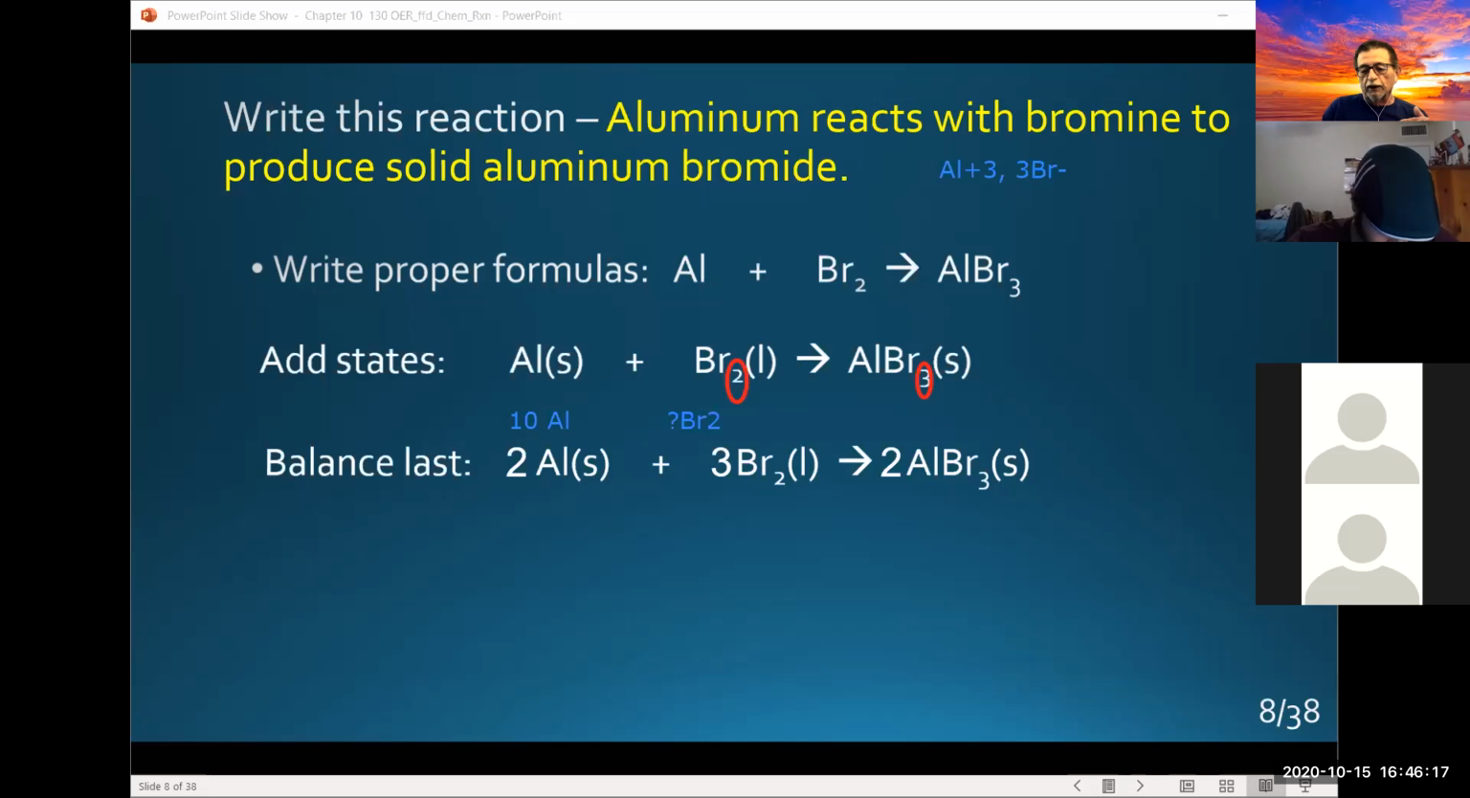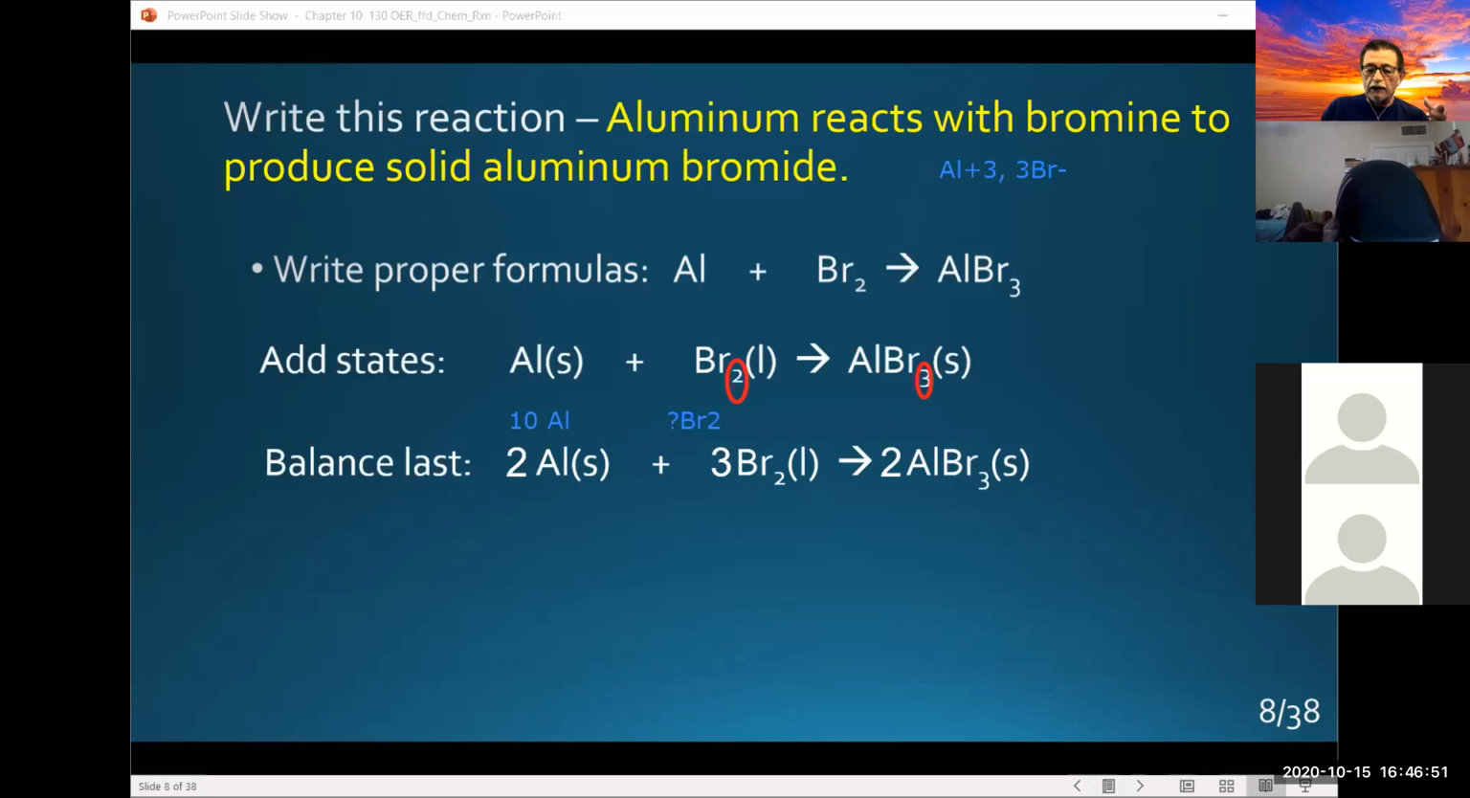And so look at it this way. How many more aluminum do I have now from the balanced chemical equation? What factor did I increase? I went from 2 to 10. What's a factor of what? What's 2 divided by 2? 10 divided by 2? 5. 5. And so how much would I have to increase bromine to keep that same ratio? 15. You got it. Okay.